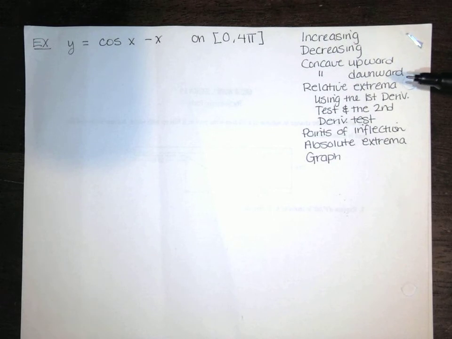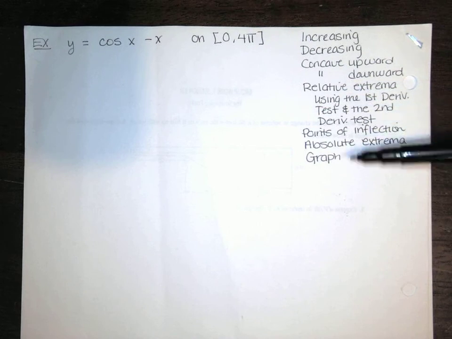We want to determine the relative extrema on that interval, and we can use the first derivative test or the second derivative test. I like to use both to confirm. Then we'll find any points of inflection, and we'll find the absolute extrema of this function on this interval using the extreme value theorem, and then we'll graph the function.